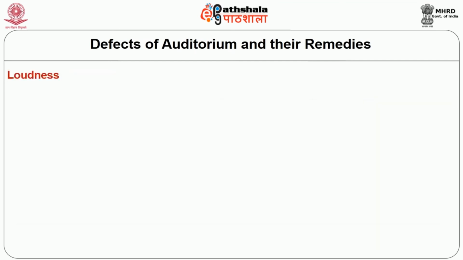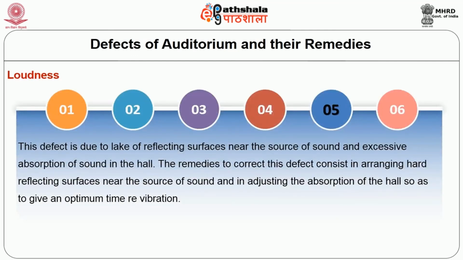Loudness. This defect is due to a lack of reflecting surfaces near the source of sound and excessive absorption of sound in the hall. The remedy to correct this defect consists in arranging hard reflecting surfaces near the source of sound and in adjusting the absorption of the hall. So it gives the optimum reverberation time.